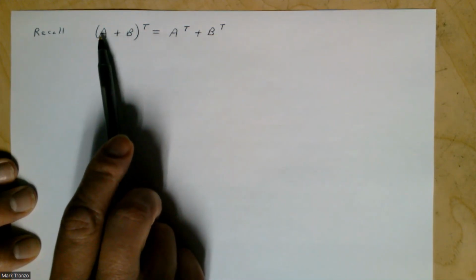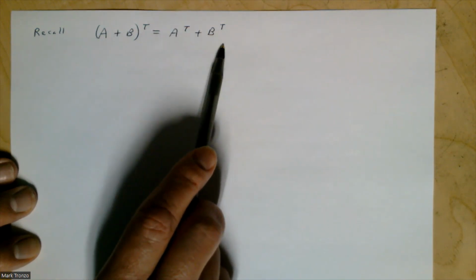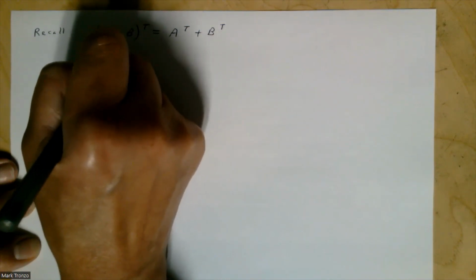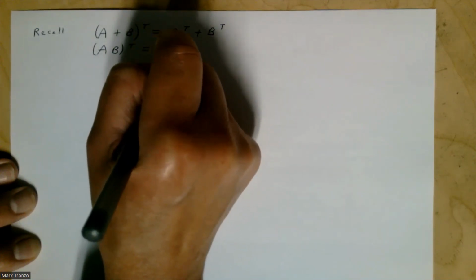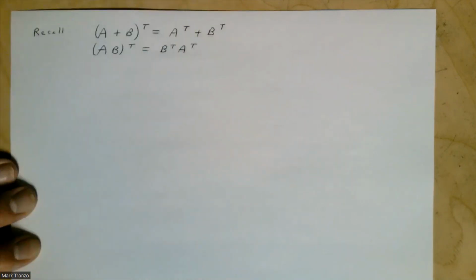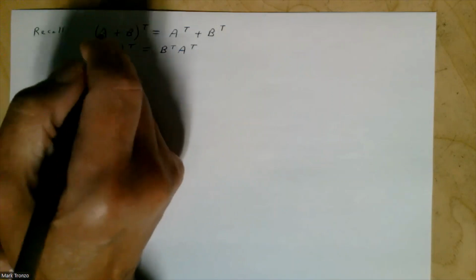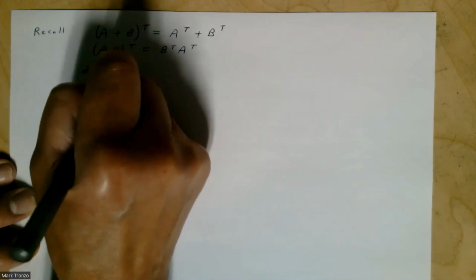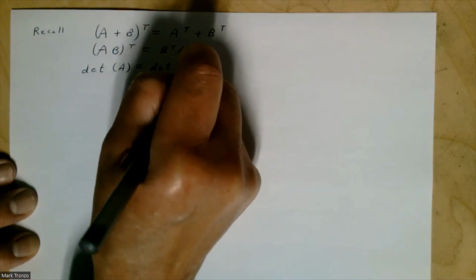For example, if you have A plus B inverse, that's certainly not equal to A inverse plus B inverse, but this is true. And now one usual property that's similar to inverse is if you have AB transpose is equal to B transpose A transpose. That's certainly true. And also the determinant of A is going to be equal to the determinant of A transpose.